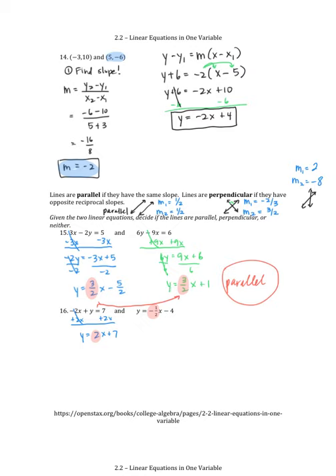So if we compare these, we have 2. Remember, 2 is the same as 2 over 1. So we have 2 over 1 compared to negative 1/2. Well, they're different signs and they're flipped. They're reciprocals. So these are perpendicular lines because they're opposite reciprocals.